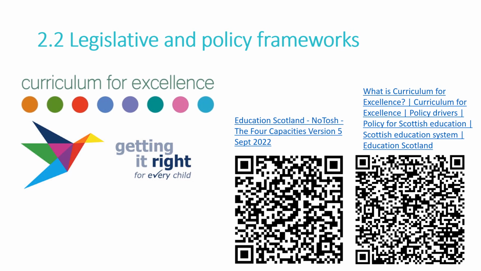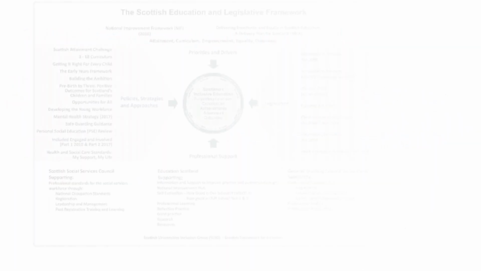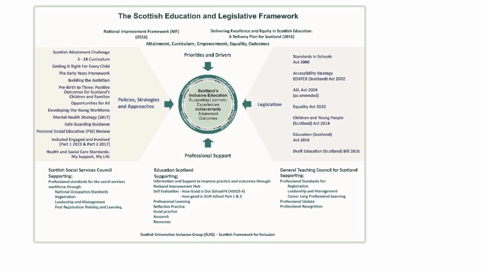This slide is a reminder of the aims of Curriculum for Excellence and how this sits with the United Nations Convention on the Rights of the Child and the Getting It Right for Every Child, or GIRFEC, framework. This figure within the module provides a more detailed, broad overview of the national legislation underpinning the Scottish educational context of inclusion and equality.